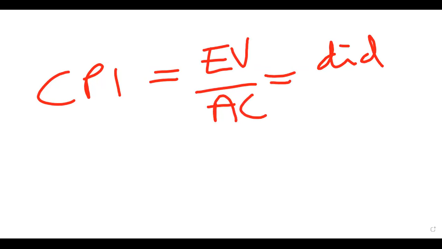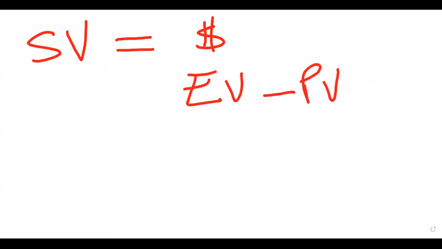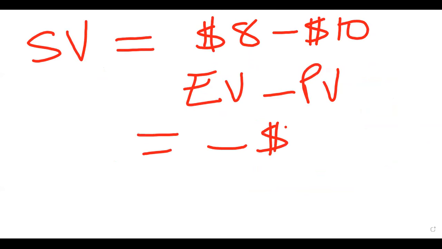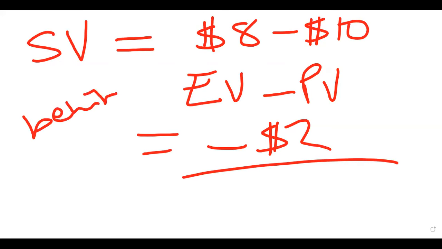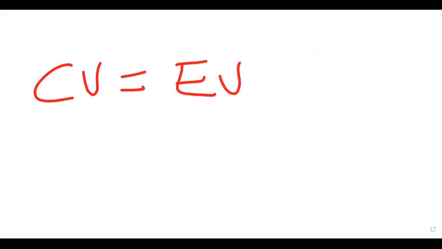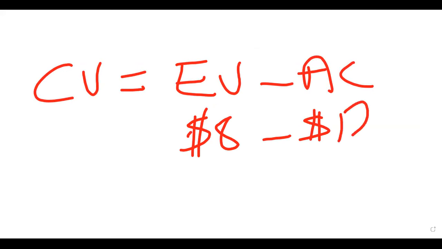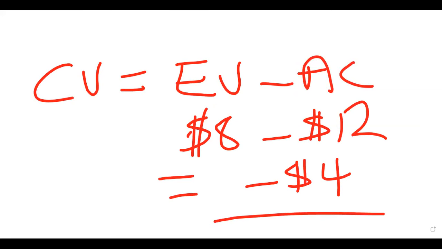What about cost performance index? What does this mean? Cost performance index is the earned value divided by the actual cost. It's how much you did versus how much you spent. As far as the schedule variance, in my example, let's say the earned value was 8 and the planned value was 10. Then in this case, you got a negative, minus $2. That means you are behind schedule, right? Okay, let's go to cost variance. Cost variance is earned value minus actual cost. If your earned value, again, is $8 and your actual cost is $12, your cost variance is minus $4. That means you are $4 over budget.